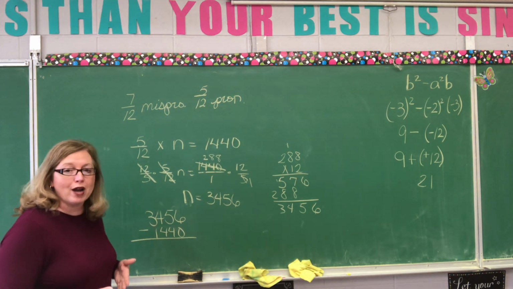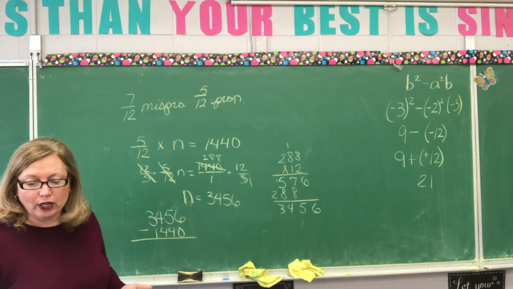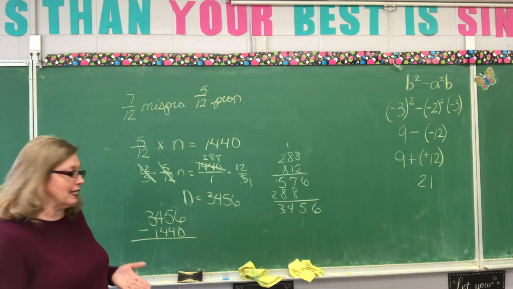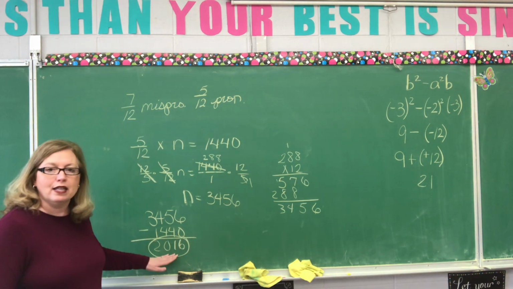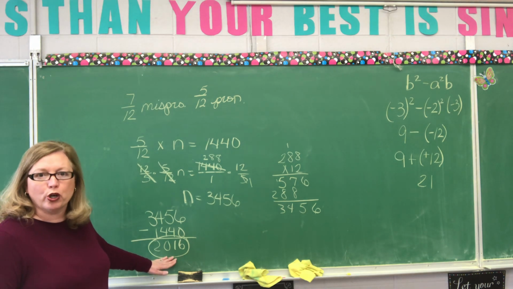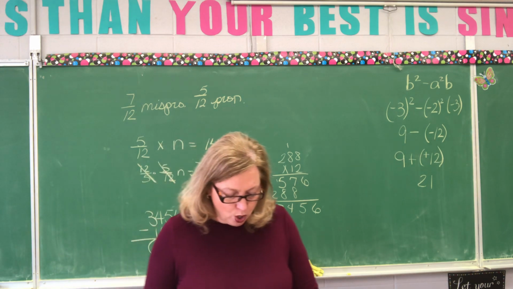We're going to subtract that, okay? And when we subtract this out, we're going to get 2,016. This is the number of students that mispronounced the word chic. Okay, let's look at number 2.